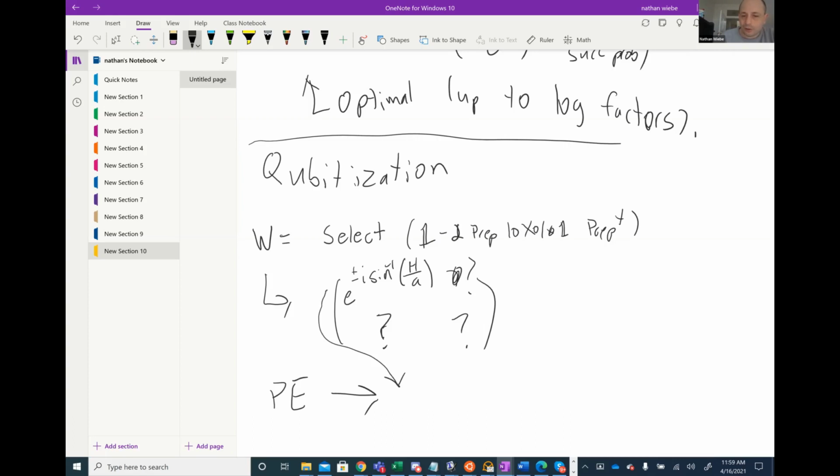Then you can just use phase estimation on this to learn the eigenvalue E in exactly the same fashion that we did above, except now you've got to use the sine to undo the phase.